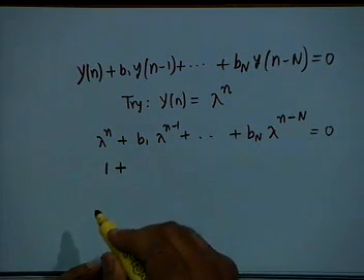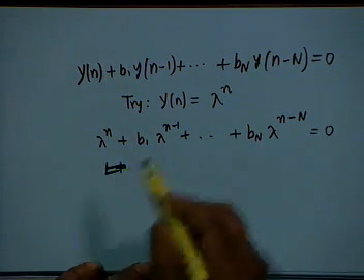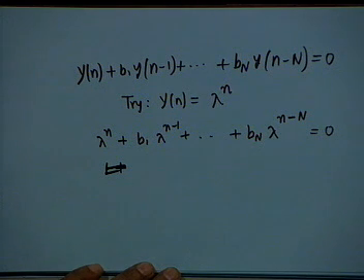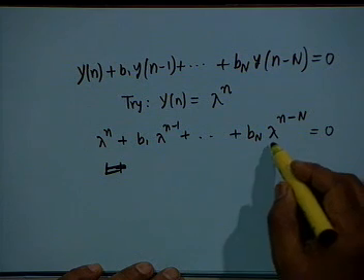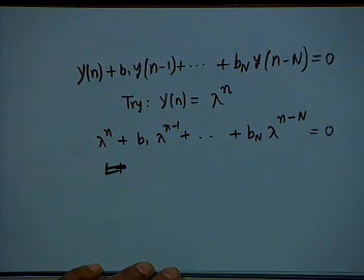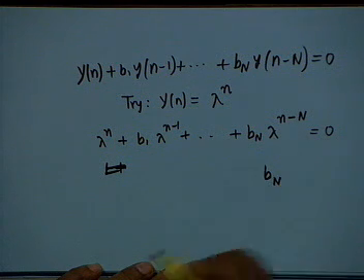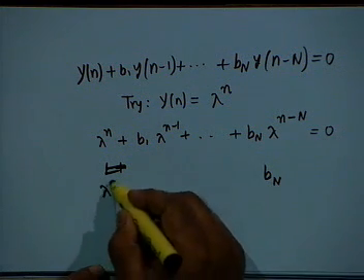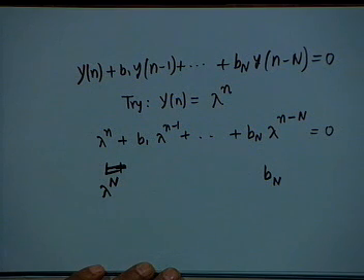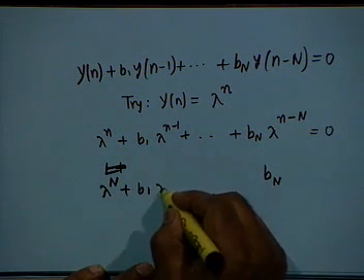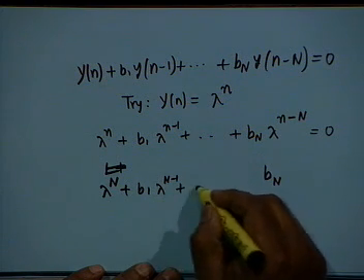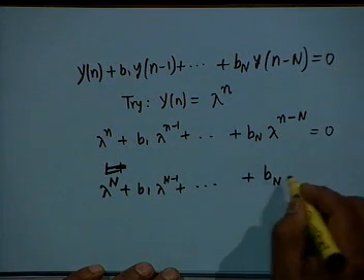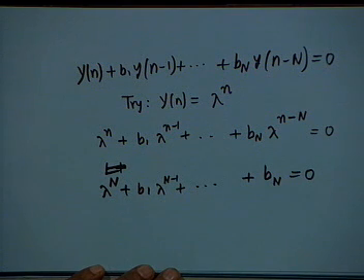What do you get? If you cancel lambda to the power n and multiply by lambda to the power capital N, then the first term would be lambda to the power capital N, the next term would be b1 lambda to the power N minus 1, plus etc., plus bN. This will be equal to 0.